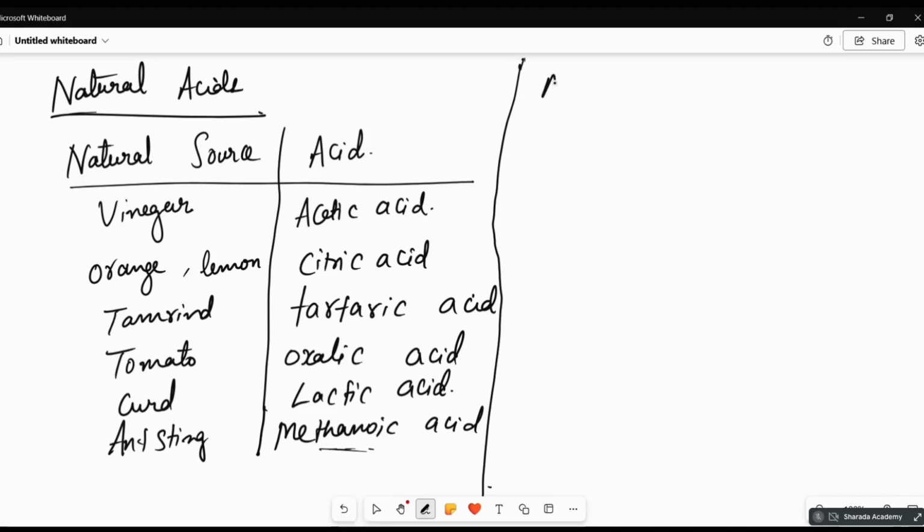Some examples of mineral acids. Can you tell me mineral acids? Hydrochloric acid. Yeah. Sulfuric acid. All these are the HNO3, nitric acid. All these will come under mineral acids. So mineral acids are the ones which are produced by man. That is, man-made acids, and usually they are very strong acids. They are the strong acids.